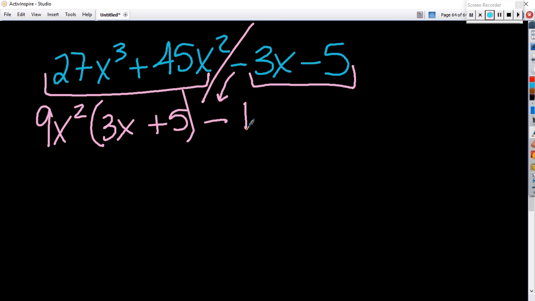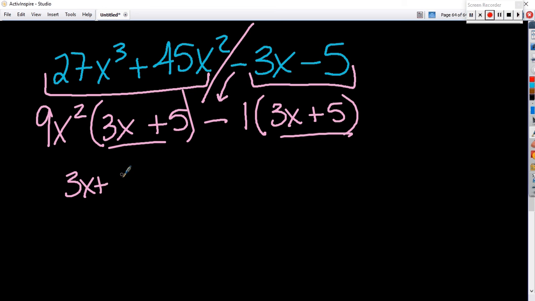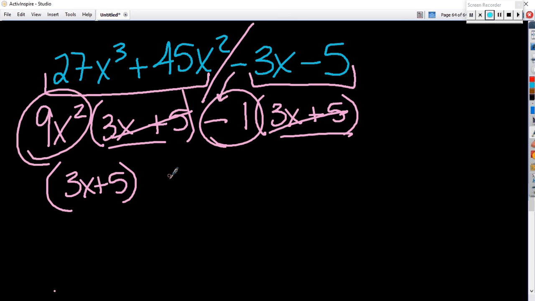And remember, if the middle sign is negative, change the last sign. So this becomes 3x plus 5. Notice that the two sets of parentheses are the same. Now you gotta do another step. So the last step is to write the same parentheses one time. You just write them one time when they're the same. If they're not the same, it does not factor.